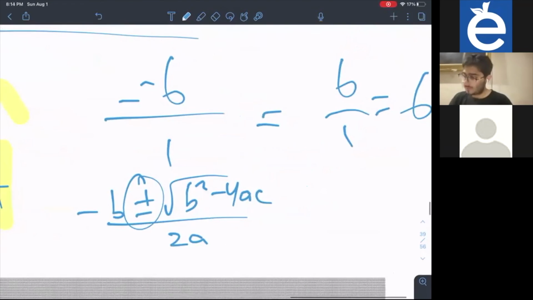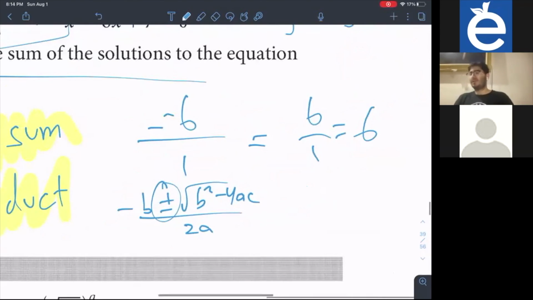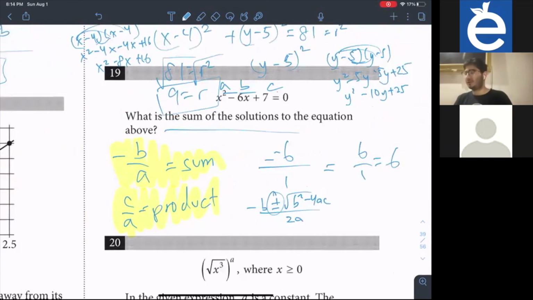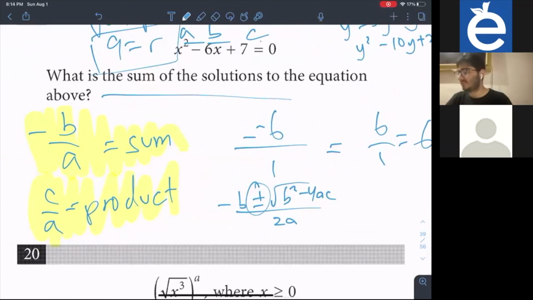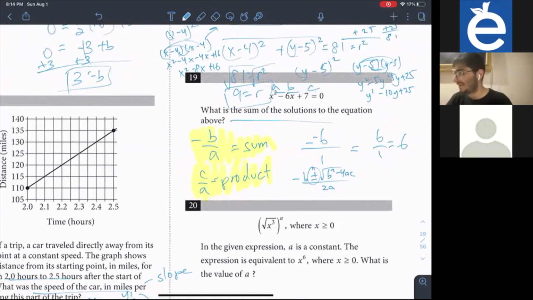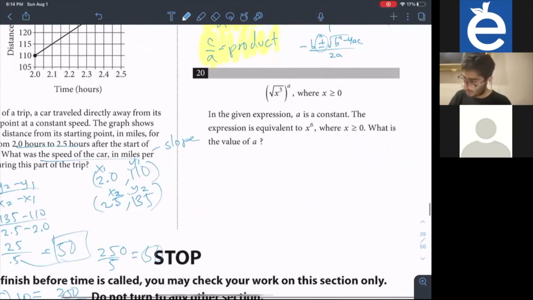With the quadratic formula, when you have to solve everything out, you're more likely to make mistakes, and that's not what we need on the SAT. You need those easy points. So basically, I just did negative b over a is equal to the sum. I plugged in b and a, and got the answer. So it's 6. Last question.